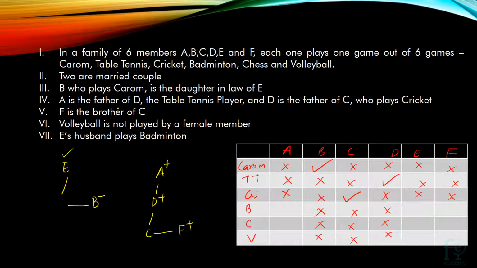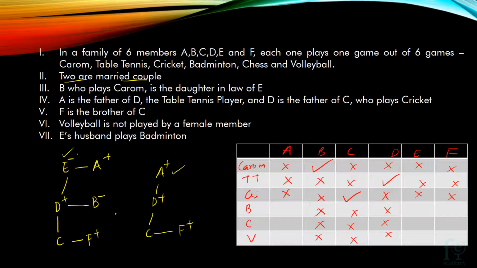Now let's go to the remaining statements. Volleyball is not played by a female member, and E's husband plays badminton. E's husband plays badminton means E is a female, and plus that we can fill the diagram like this. A should come here, D should come here, and C and F should come here. Then only there will be 2 married couples. We have the statement that 2 are married couple. So only if this diagram fits like this, with A the husband of E and D the husband of B, can this diagram exactly fit here.